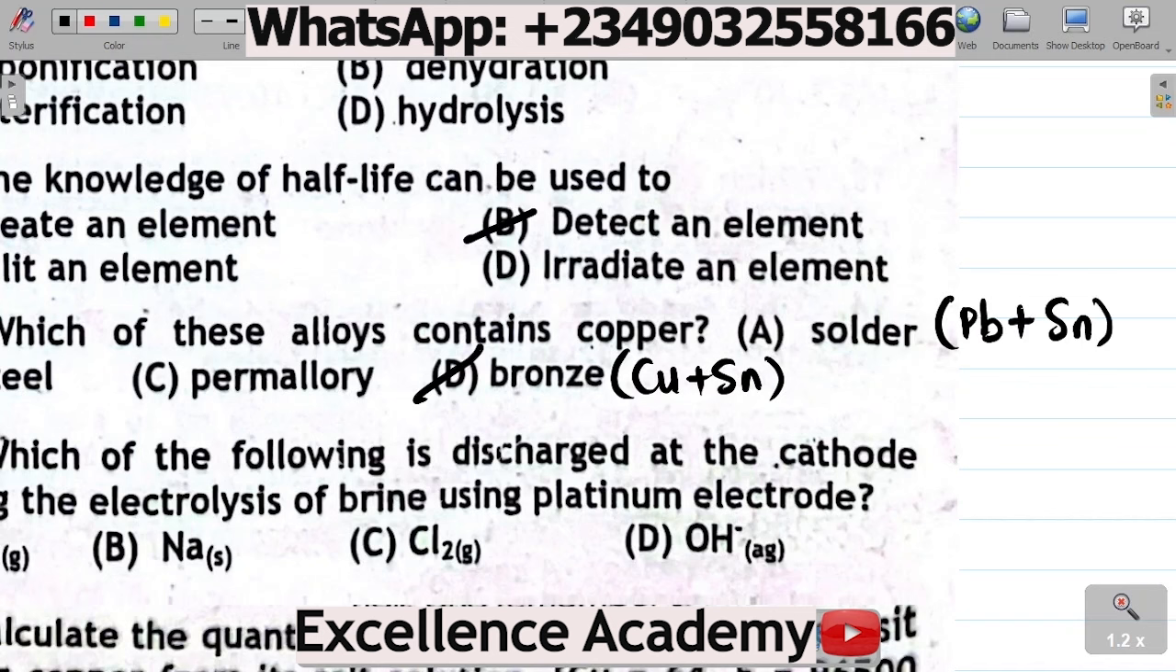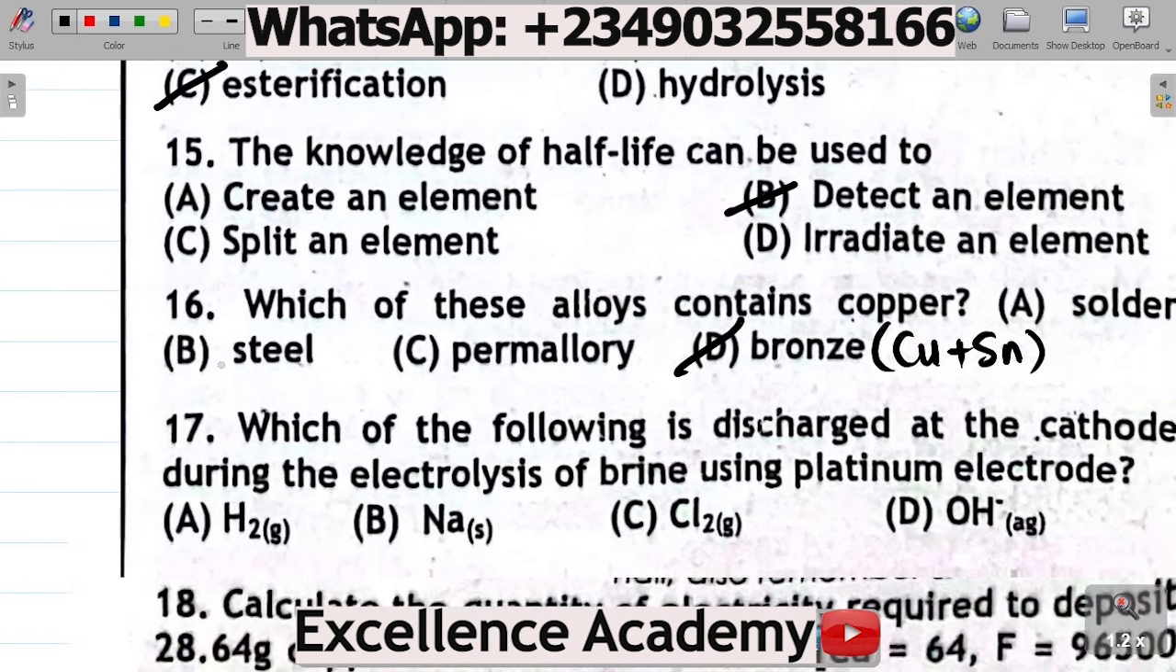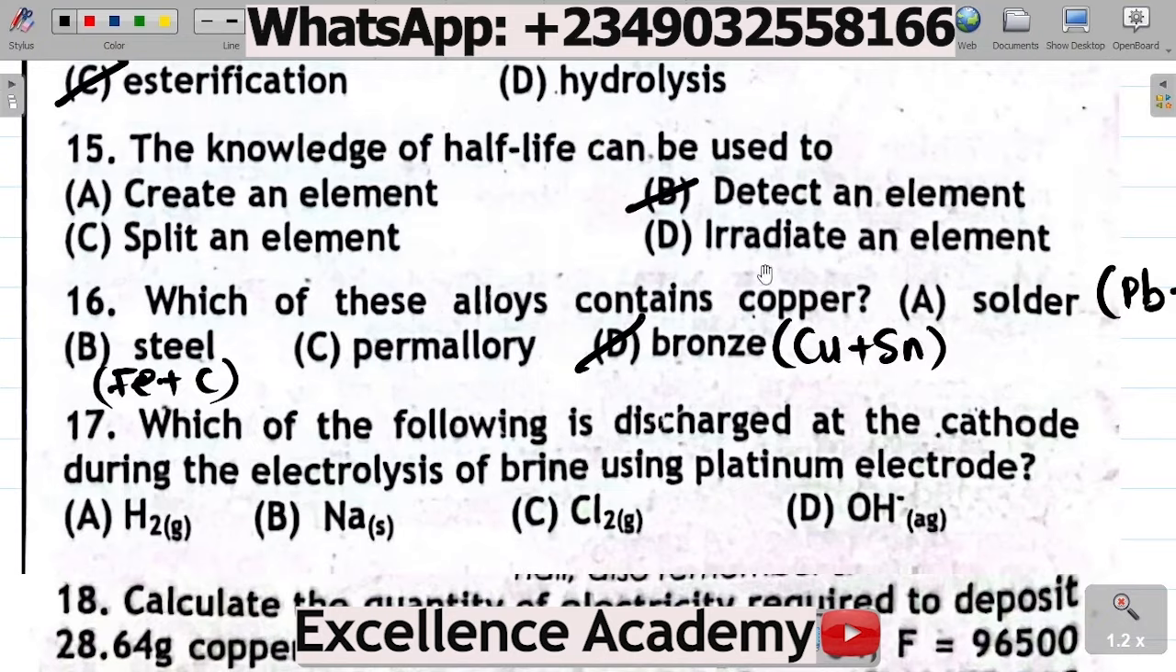And of course, when we talk about steel, steel is a combination of iron and carbon. So steel is iron, Fe, plus carbon, that's C. So you have this, all right? The one that contains copper as requested is bronze. So bronze is the correct answer.